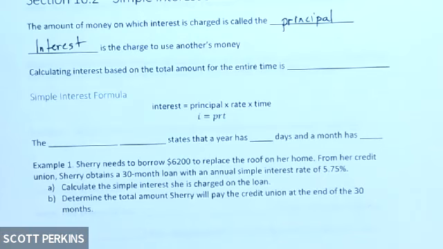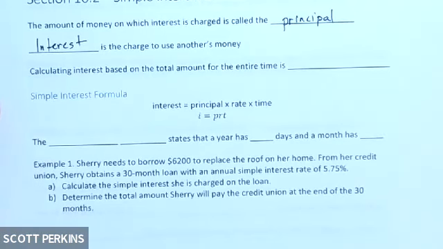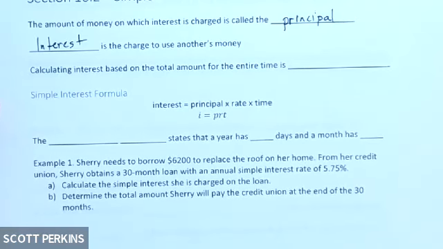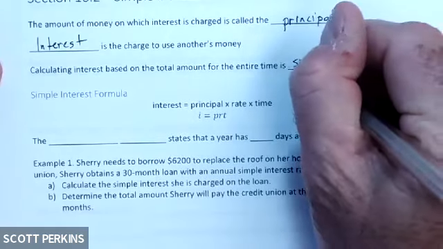So when you take your credit card and you swipe and you end up paying some interest, the reason you're paying interest is because you are using somebody else's money in the short term. Again, when you put your money in the bank, the reason you get interest is you're letting the bank use that in other ways so that you get paid for that. So calculating interest based on the total amount for the entire time is called simple interest.